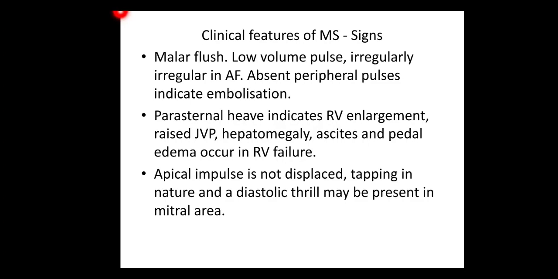Then coming to the precordium, the parasternal heave indicates right ventricular enlargement. Similarly, this right ventricular enlargement with subsequent failure will lead to raised JVP, hepatomegaly, ascites, and pedal edema. Apical impulse is not displaced in pure mitral stenosis. It will be normally located, but it will have a tapping quality, and a diastolic thrill may be felt in the same area, that is the mitral area.